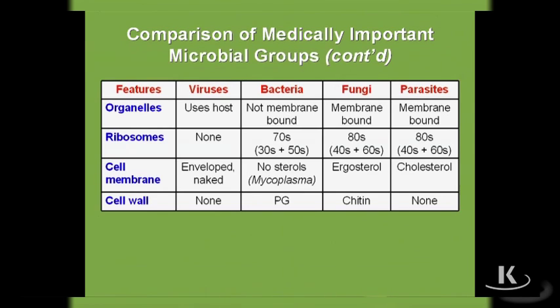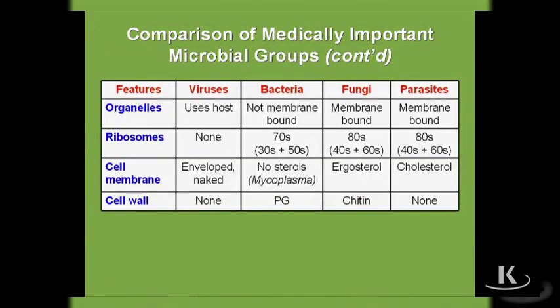However, when you get to the cell membrane, what's really important to note is that the fungi use ergosterol instead of cholesterol in the cell membrane. Now that is really important because that's one of the major targets for the antifungal drugs. So that allows us to treat the fungi. That's one thing that we can find that's actually different between the fungi and the eukaryotic cells. Parasites become a little bit more difficult. With parasites, again, they have cholesterol in their cell membrane just like our cells do. So again, a little bit more difficult to treat.